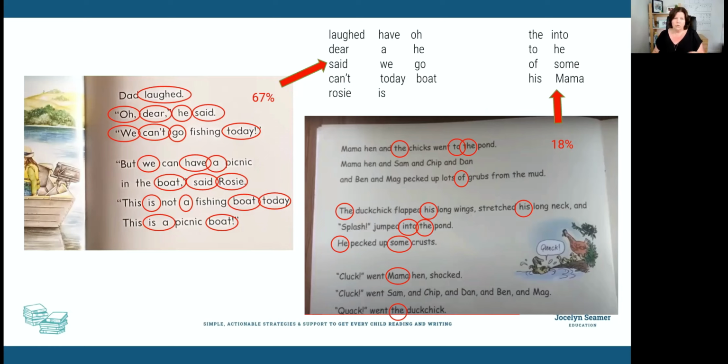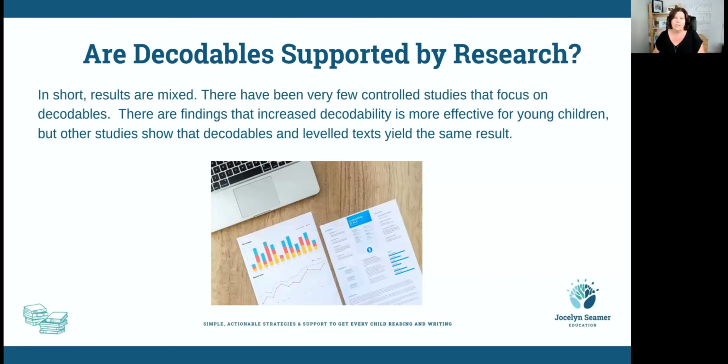So until we get into when children are ready to move away from the decodable text into more of a natural text, if we want to call it that, in just a second. Question: are decodables supported by research? And you may be surprised to learn that the answer is, who knows?